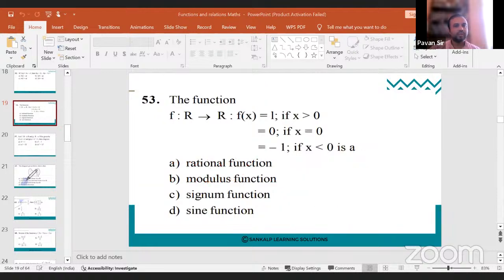Next question: the function f from R to R such that f of x is 1 if x is greater than 0, f of x is 0 if x is equal to 0, and f of x is minus 1 if x is less than 0, is what type of function? Rational function, modulus function, signum function, or sine function? What type of function is it?